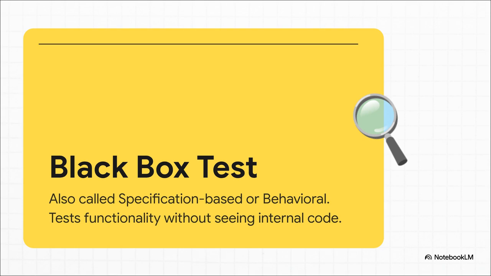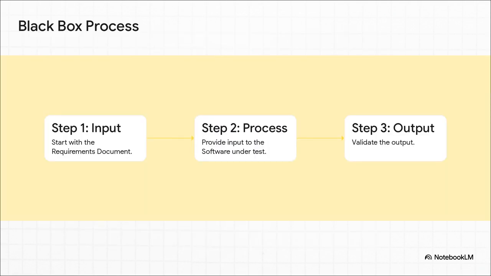Imagine the software is this totally sealed, opaque box. You have zero idea how it works on the inside. All you can do is give it an input, like you push a button, and then you check the output to see if it's what you expected. The process itself is actually pretty simple, but really powerful. You start with the rules. That's the requirements document that basically says, when a user does X, then Y should happen.